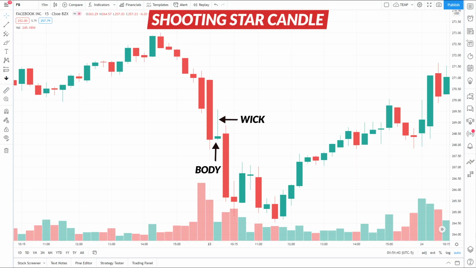Shooting star candles often signal the top of an uptrend or the beginning of another move lower in patterns such as the bear flag, as shown in this example. Shooting stars can make for great short trade entries when they form immediately below a resistance level, when confirmed by other technical indicators, or when observed as part of a charting pattern.